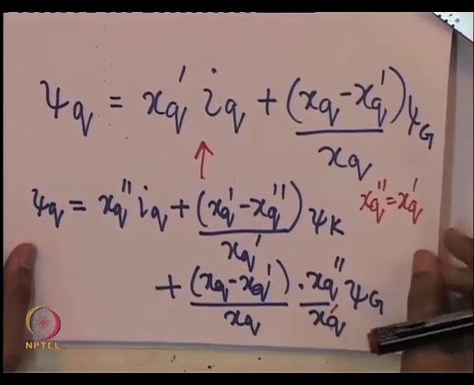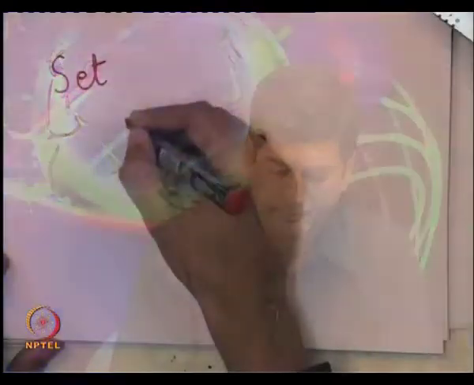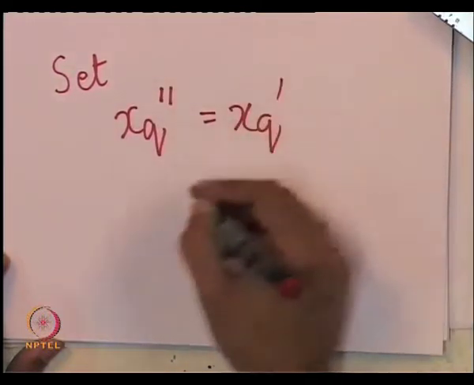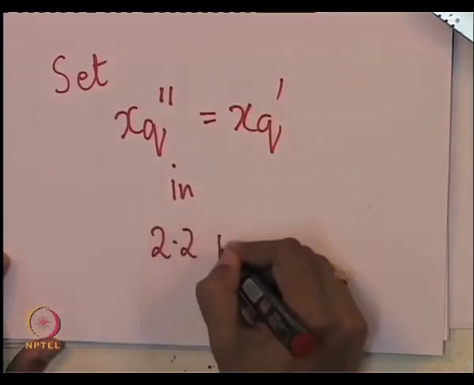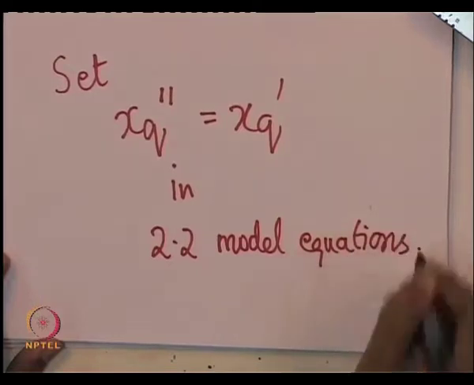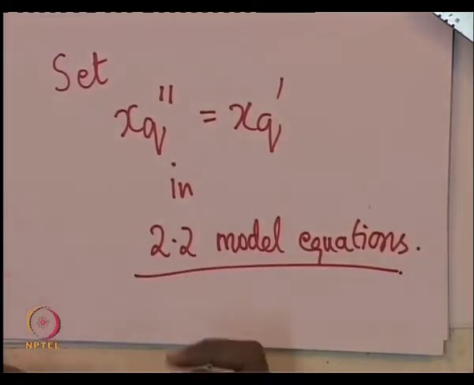So, an interesting observation here is that if I want to go from the 2.2 model, that is the original 2 dampers on the q axis model, to 1 damper winding on the q axis, then what you can do actually is simply set x q double dash equal to x q dash in the 2.2 model equations.